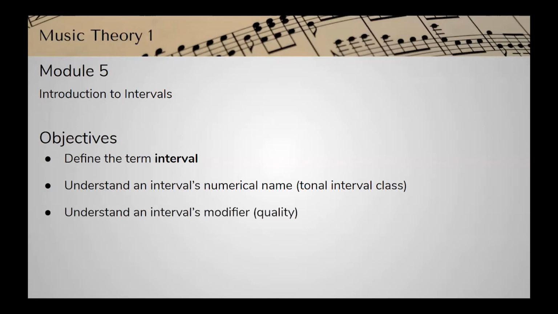And then the interval's modifier. I think this is normally called quality, but again, the book has the name modifier for this. But those are things like major, minor, and perfect, and things like that. So we'll talk about how to identify those. And then finally, we'll be able to label perfect, major, and minor intervals on the staff.